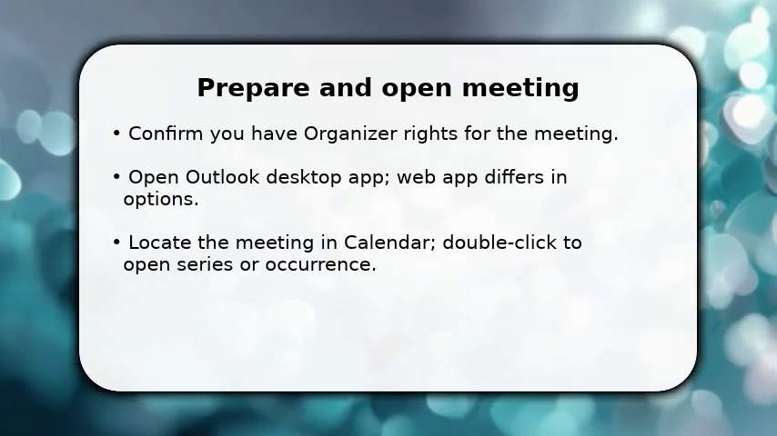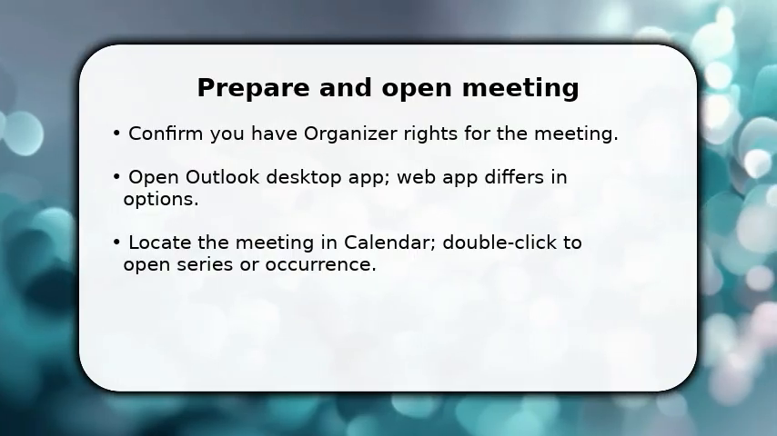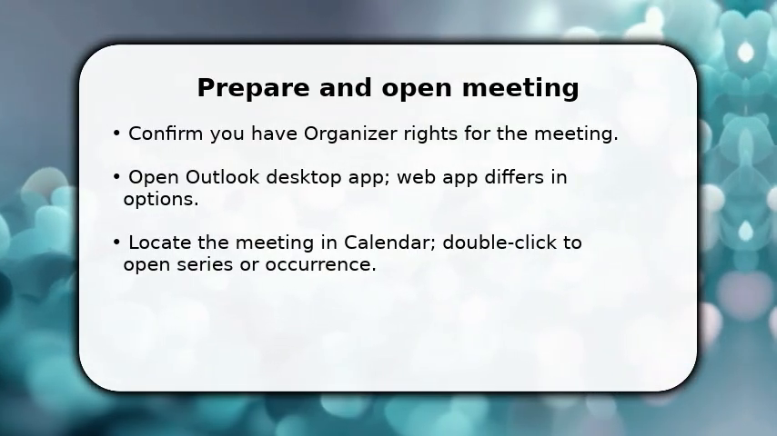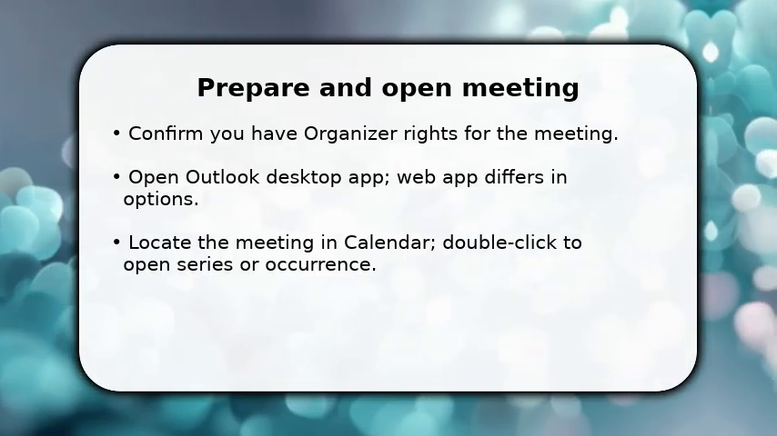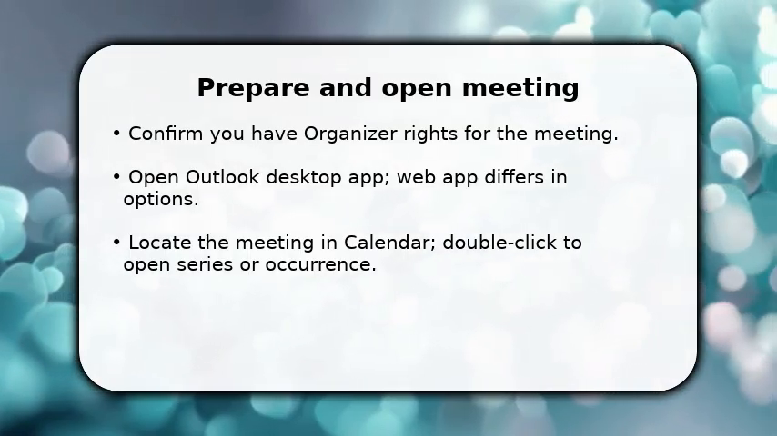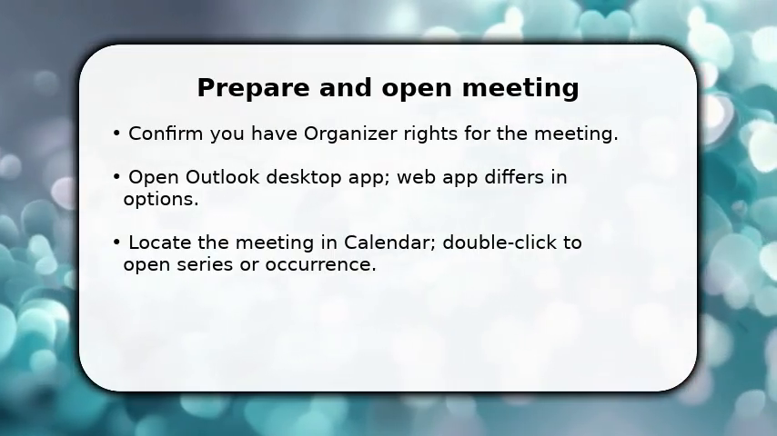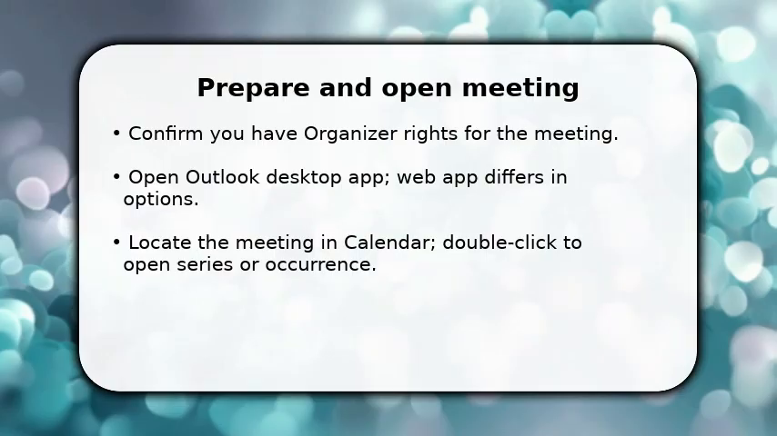You start by confirming you are the meeting organizer and then open the Outlook desktop app. The web version may not offer the No Notify option. Once open, go to Calendar and find the specific meeting. Double-click the item to open either the single occurrence or the entire series depending on what you must change.